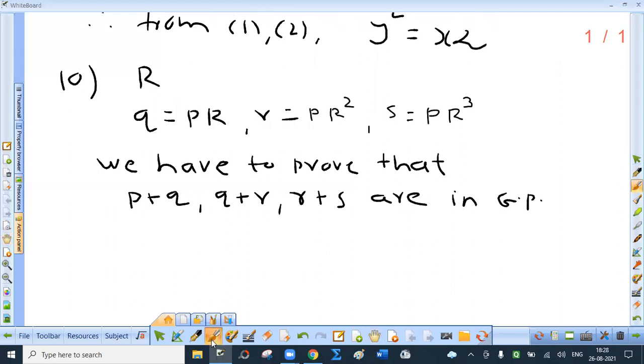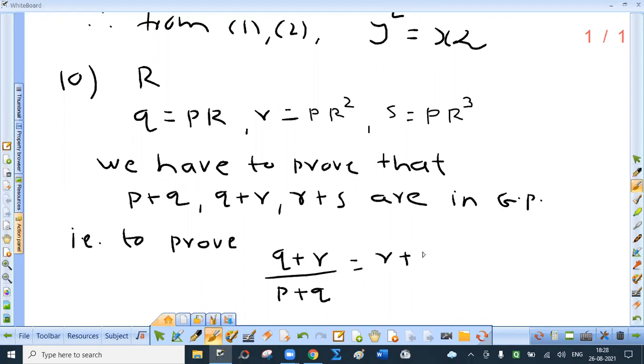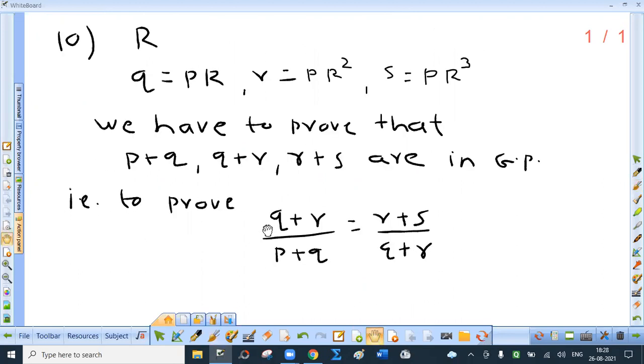That is to prove Q plus R upon P plus Q is R plus S upon Q plus R. I hope you are getting this. To prove that three terms are in GP is to prove that second upon first equals third upon second.